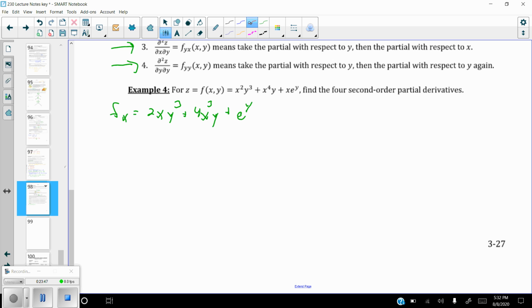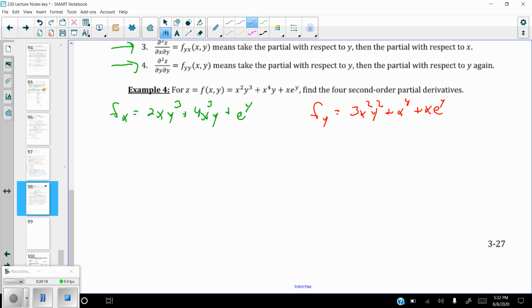Okay, over here, I'm going to do fy, because we need both of the first derivatives before we can get to the 4 seconds. So now let's do the derivative with respect to y. Keep the x squared, but we'll change the y cubed now to 3y squared, so it's 3x squared y squared. With the second part, the derivative of y is just 1, so it's x to the 4th. And with the last one, the x is a constant, so it stays there, and the derivative of e to the y is just e to the y. So it actually is the same as that term.